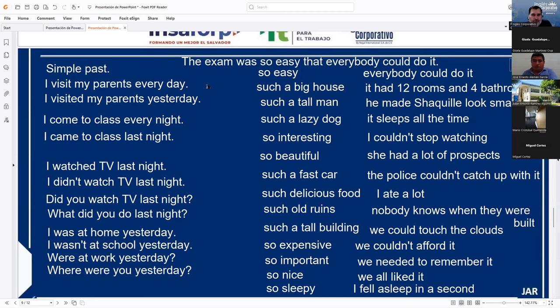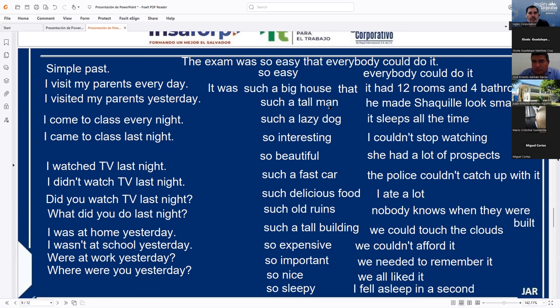Okay, I'm going to just mark it here. It was such a big house that it had 12 rooms and 4 bathrooms. Okay, so you can continue with the others.